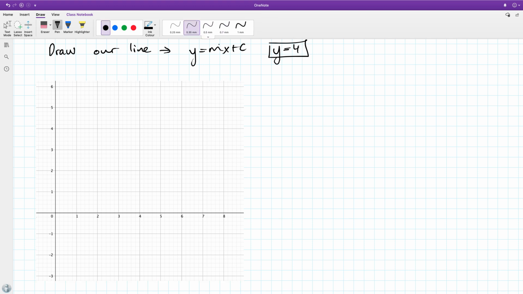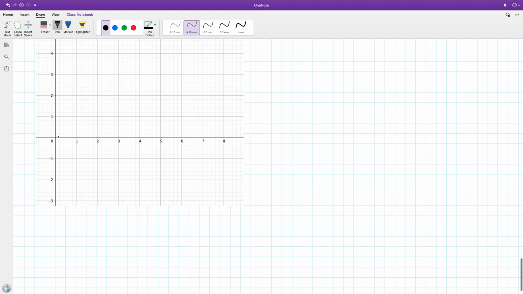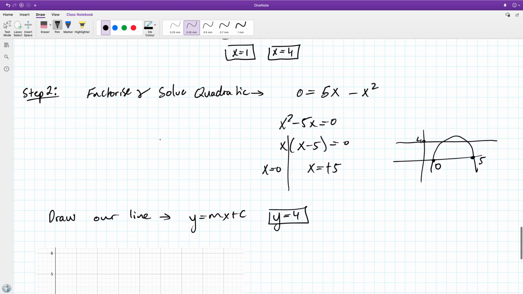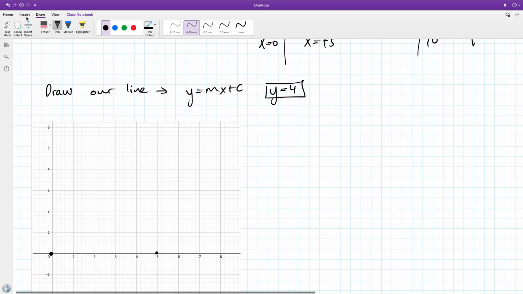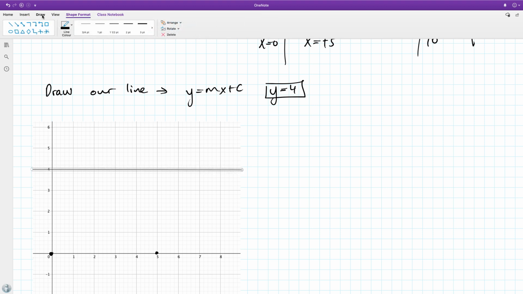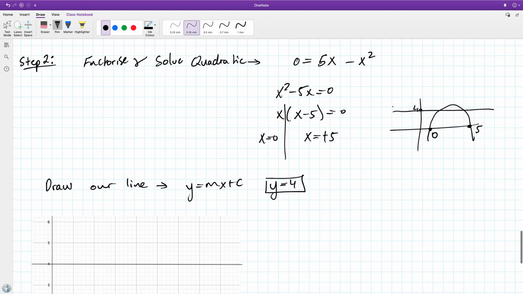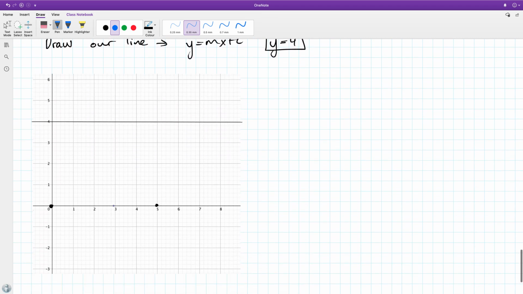Is that alright? So, first things first, we're going to sketch our quadratic. So our quadratic goes through 0 and 5, and we'll go to that point, right? And our line, y equals mx plus c, is a horizontal line across 4. There's your horizontal line across 4. They intersect at the points, where do they intersect? 1 and 4. So we're going to have a point of intersection here at 1, and a point of intersection here at 4. Is that alright?